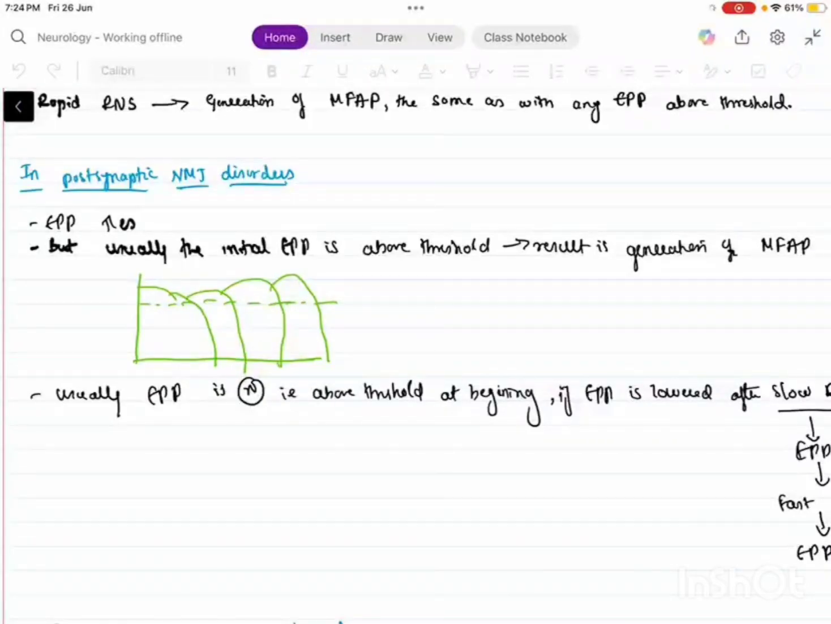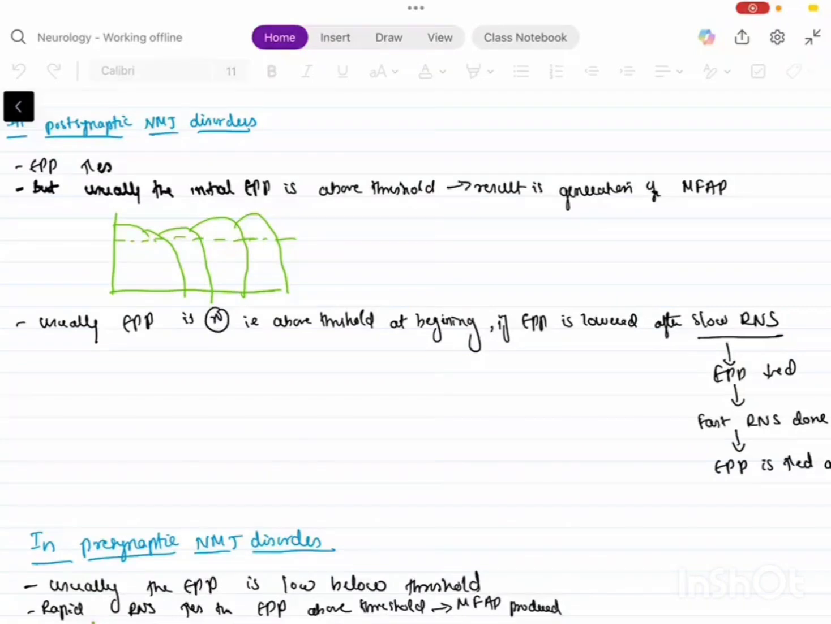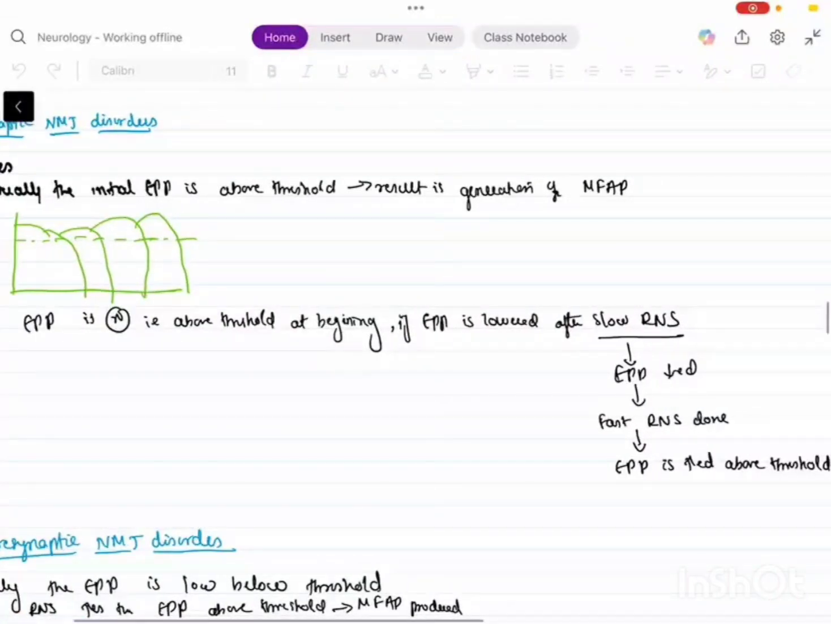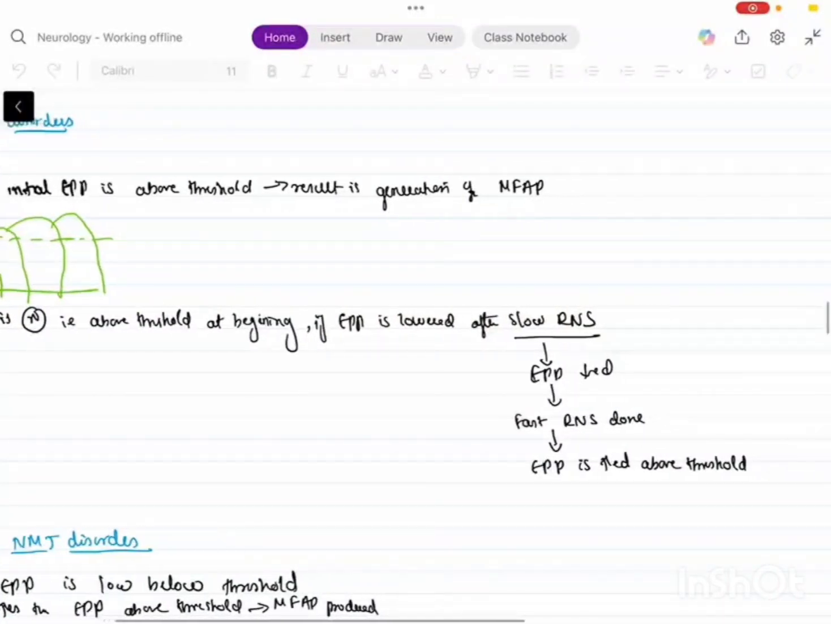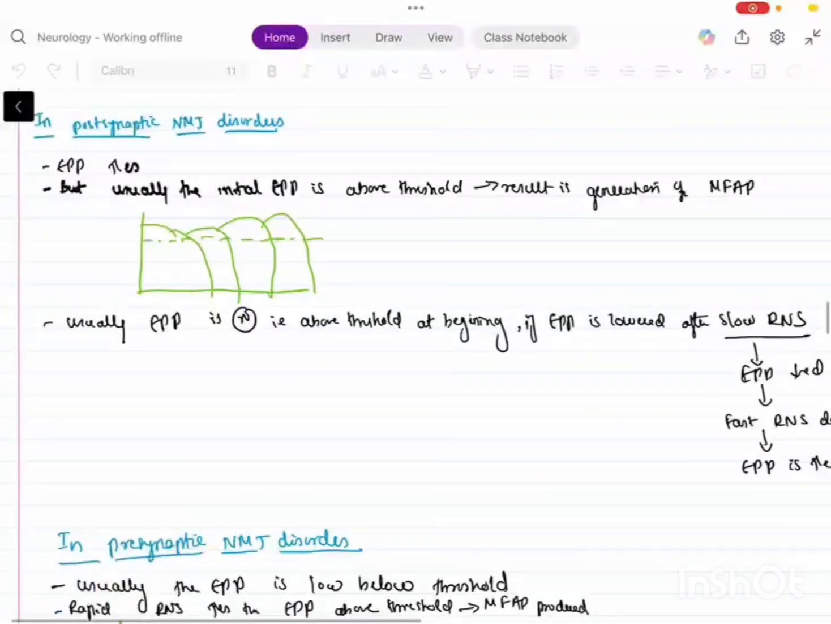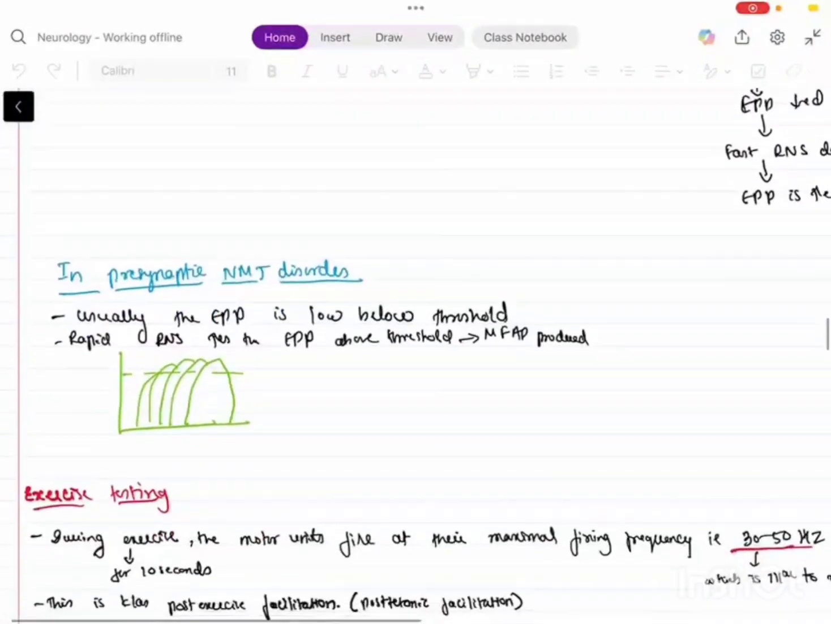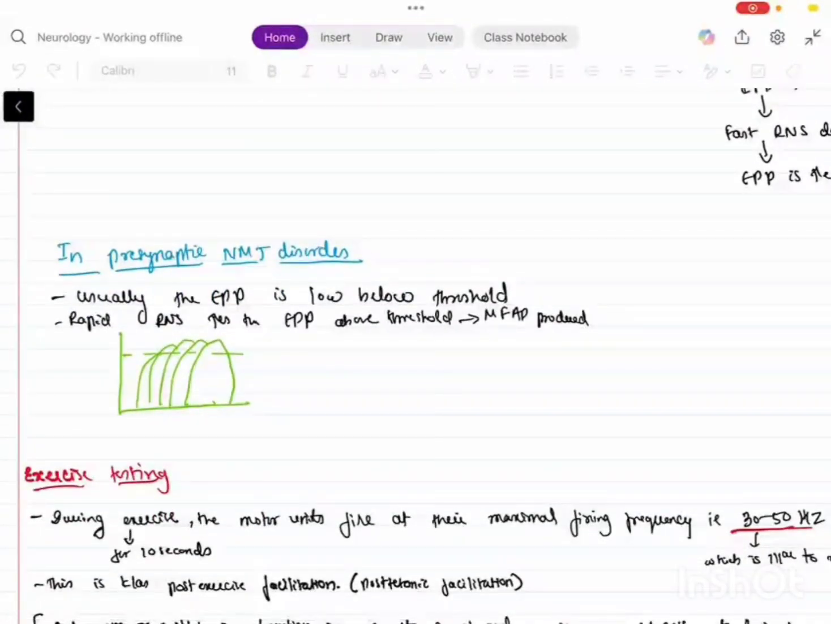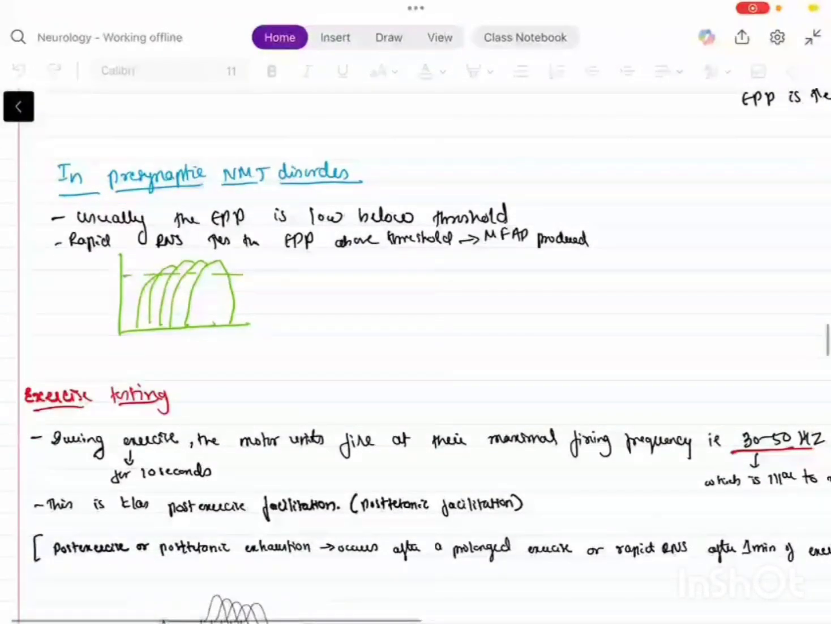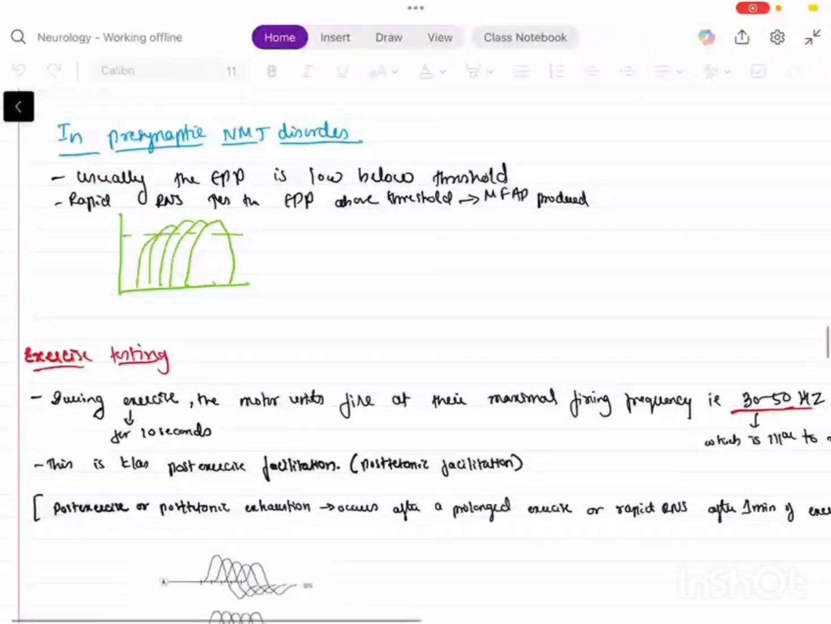This is seen. This is the picture, neuromuscular junction. Usually the end plate potential is normal, that is above threshold at the beginning. If the end plate potential is lowered after the slow RNS, end plate potential decreases, fast RNS done, end plate potential is increased above the threshold. This is the postsynaptic. And presynaptic, usually the end plate potential is low, below threshold. Rapid RNS increases the end plate potential above the threshold, then MFAP is produced.